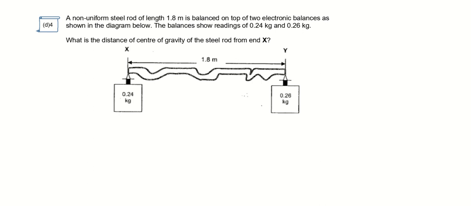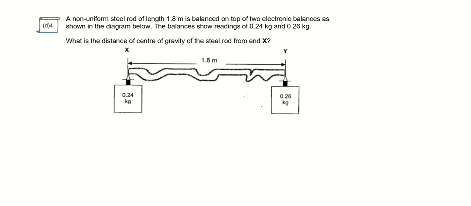Okay, this question is for D4 of your moments notes. Let's read. A non-uniform steel rod. Non-uniform means that the CG is not in the center. Only when it's uniform will the CG be in the center. So it will be somewhere here, where the weight acts.